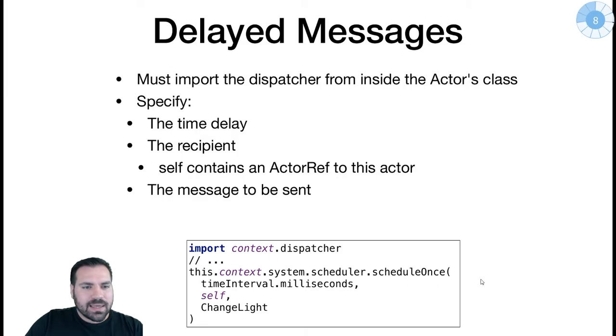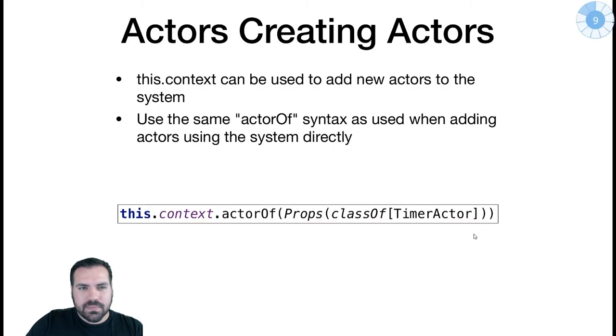Using context, I think I have a slide on this, right? Yeah. With context, this is something you have to do in the clicker homework, so I got to mention this too. Get this out there. The context can also be used as the system to add new actors to a system. So if you have an actor that needs to add another actor to the system, use the context and the same syntax you use from the system: actor of, props, class of, and any constructor arguments you want over here. Same syntax. So if an actor needs to add another actor to the class, do that through the context.